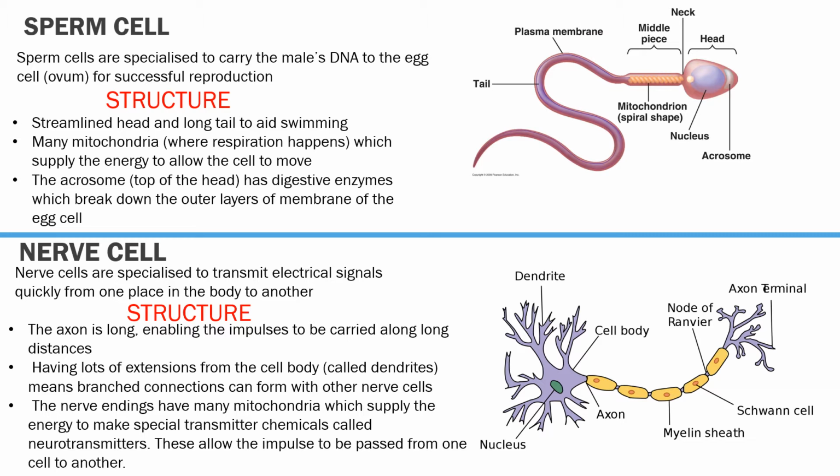It has lots of extensions from the cell body, which are called dendrites, which means branched connections can form with other nerve cells, and the nerve endings have many mitochondria which supply the energy to make special transmitter chemicals called neurotransmitters. These allow the impulse to be passed from one cell to the other.